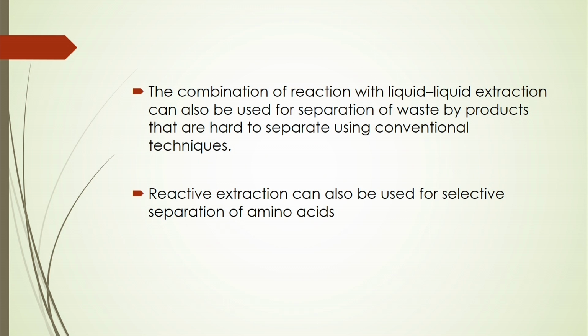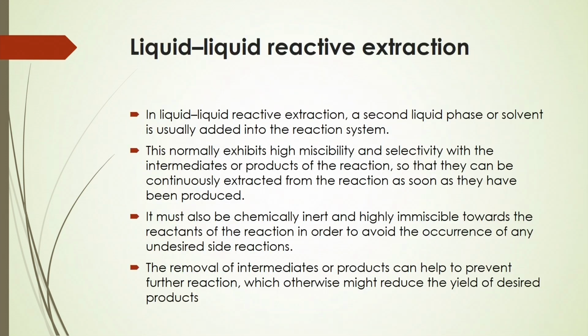Reactive extraction can also be used for selective separation of amino acids. In this case, the solvent normally exhibits high miscibility and selectivity with the intermediates or products of the reaction, so that they can be continuously extracted from the reaction as soon as they have been produced. A second liquid phase or solvent is usually added into the reaction system. You have to remember that it must be chemically inert and highly immiscible towards the reactants of the reaction, in order to avoid the occurrence of any undesired side reactions. The removal of intermediates or products can help to prevent further reaction, which otherwise might reduce the yield of desired products.